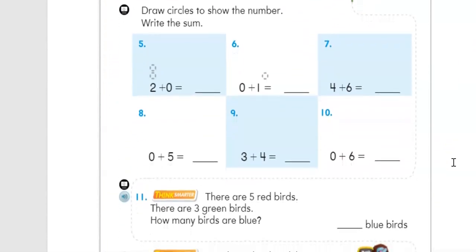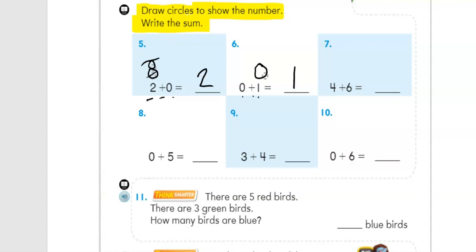Ooh, we get to draw circles this time. Okay, so I'm going to model a couple of them, and then I want you guys to do some on your own. Draw circles to show the number. Write the sum. So I'm looking here and it says 2 plus 0. 1, 2. 2 plus 0 equals 2. 0 plus 1. So we draw one circle. How many circles altogether? 1.